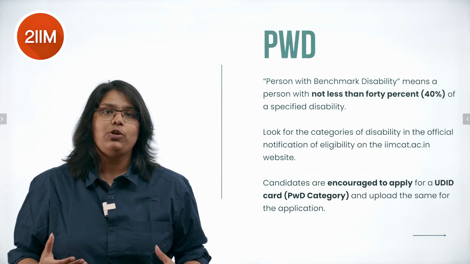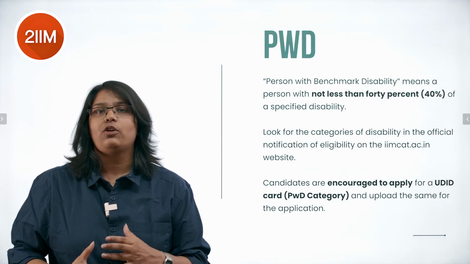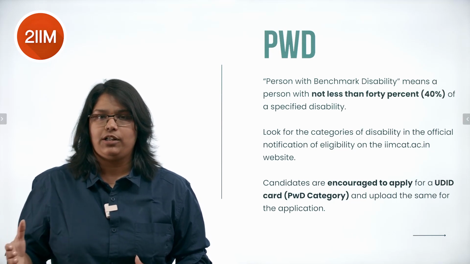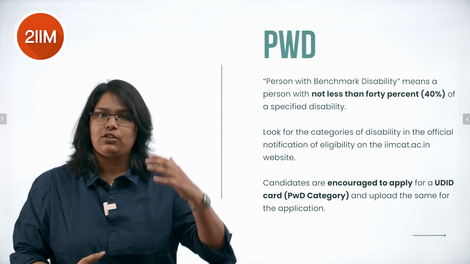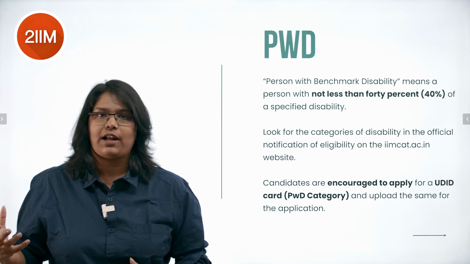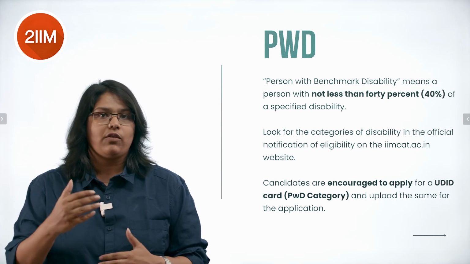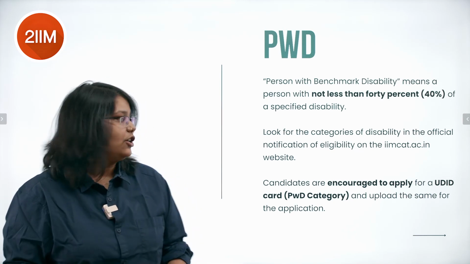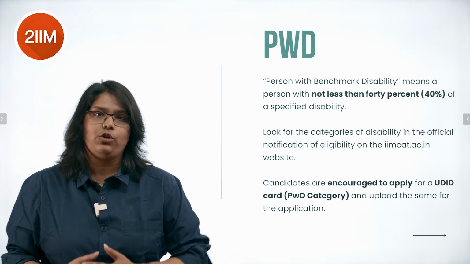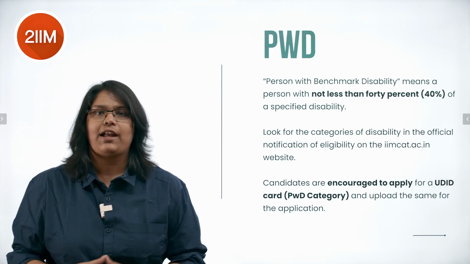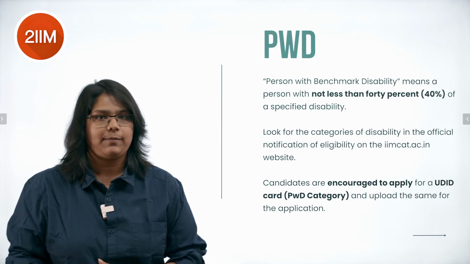Now when it comes to PWD, the eligibility is that a person is not less than 40% of the specified disability. Now the specified disability is a list of categories and you can find that on the official CAT website and you can check if you belong to any one of those specified disabilities. In addition to that, you are encouraged to apply for a UDID. This is not mandatory, but the CAT website mentions that you are encouraged to apply.